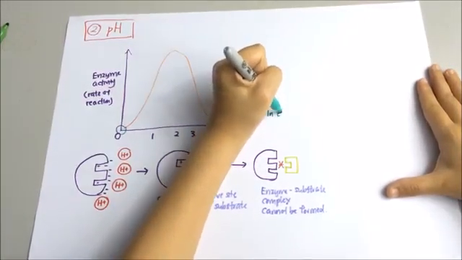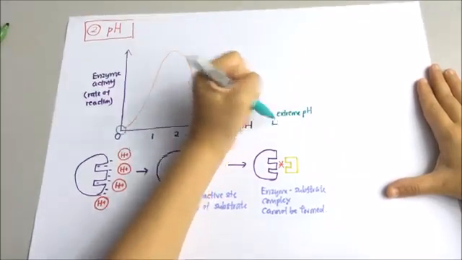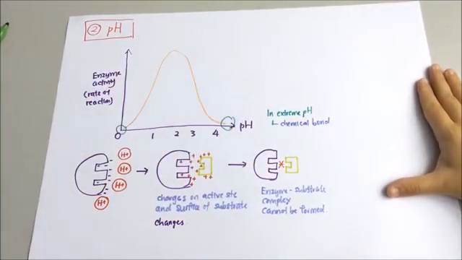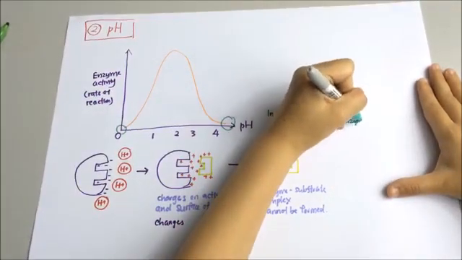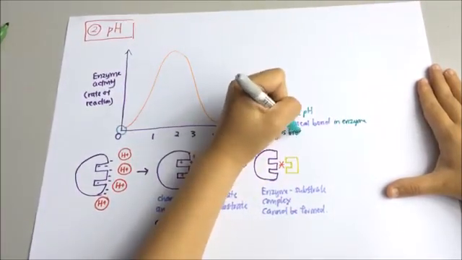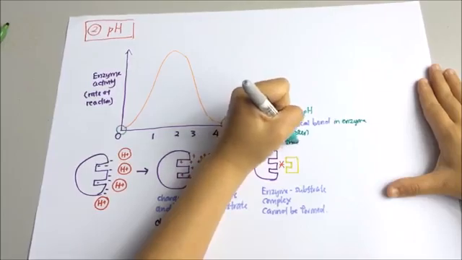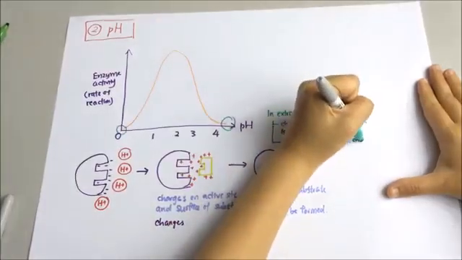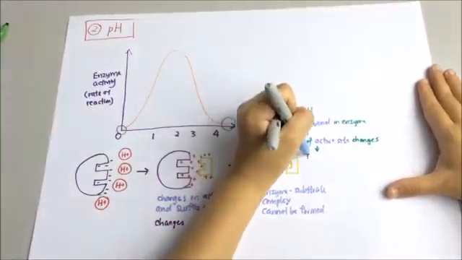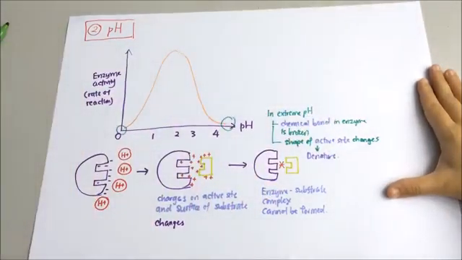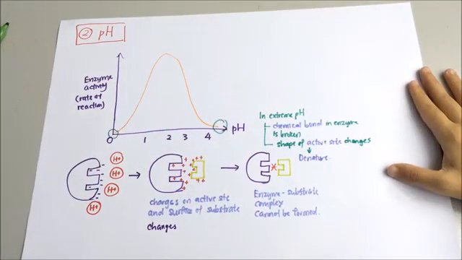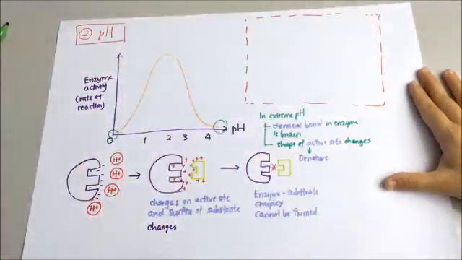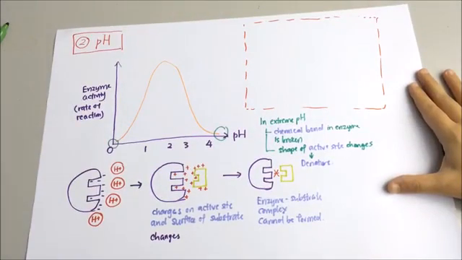In extreme pH, the chemical bonds in the enzyme are broken. It means that the bonds maintaining the specific 3D shape of the enzyme are broken. And this will cause changes in the shape of the active site, and this process is known as denaturation. And so, the enzyme substrate complex can no longer be formed. It is important to note that different enzymes work at different pH.